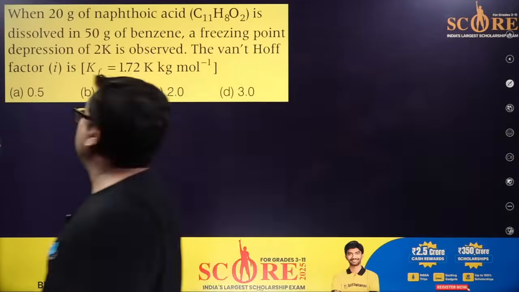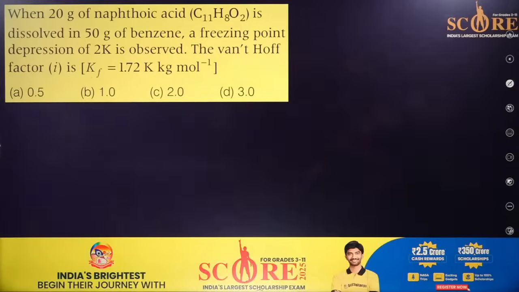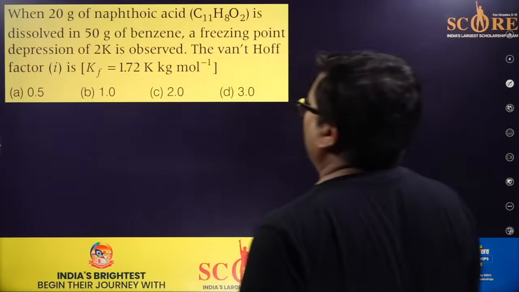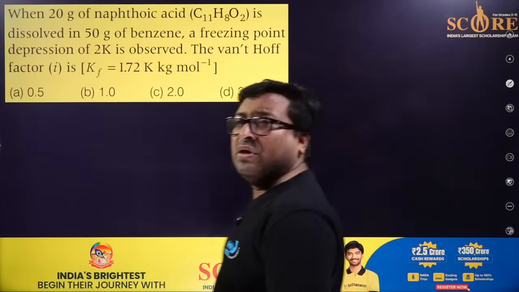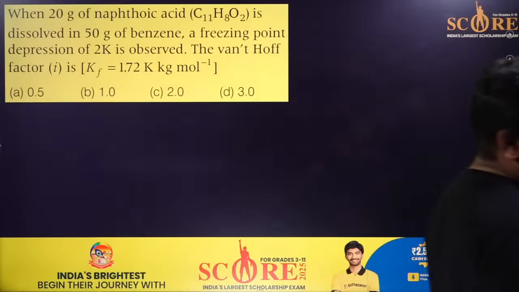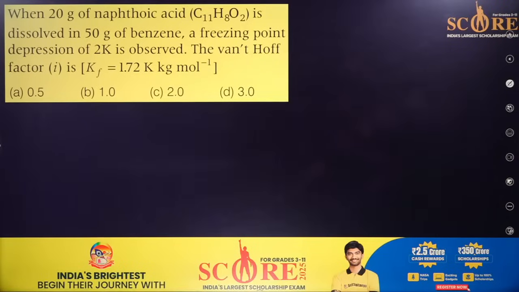Now again, very basic questions. I hope everyone answers this. When 20 gram of naphthoic acid is dissolved in 50 gram of benzene, a freezing point depression of 2 K is observed. The van't Hoff factor will be what? Very basic question, and everyone will do well in this simple calculation. Okay, please answer.